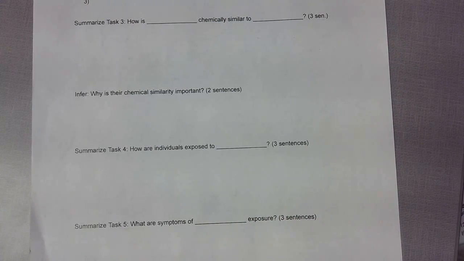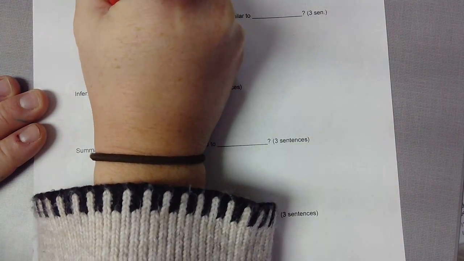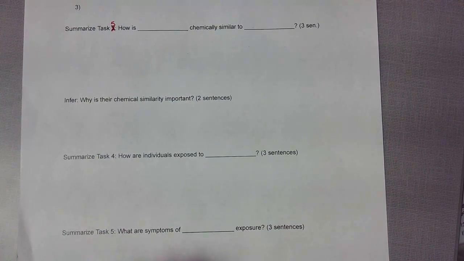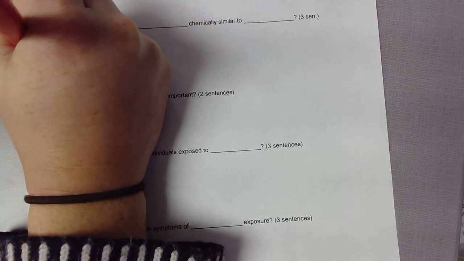Summarizing, and it tells you you are summarizing task 3. How is blank chemically similar to blank? And actually, good thing we're doing a video. This is a typo. You are actually summarizing task 5, and you are explaining how your element, how your toxin is similar to your mimic. So, for task 5, this is what you've got on page 14.